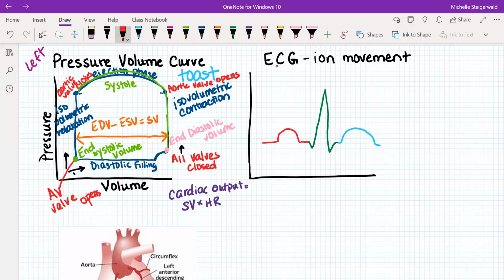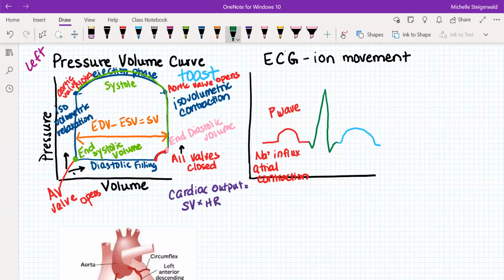But this is going to be your P wave. And a P wave is measuring sodium influx during atrial contraction. So we could see the atrial contraction here at this little increase in pressure, and that's your P wave.